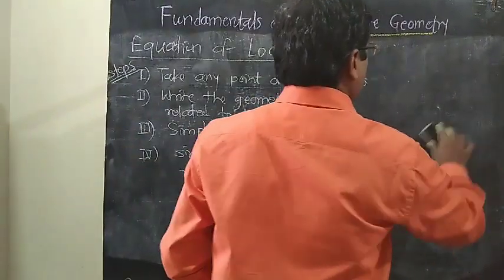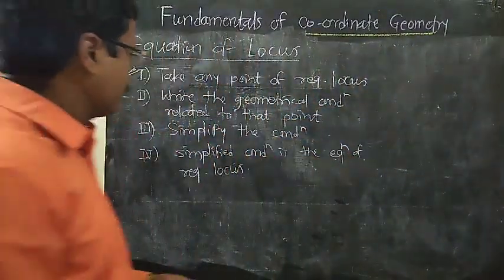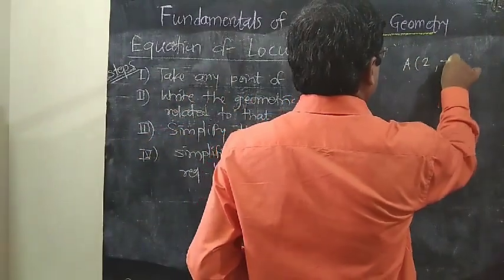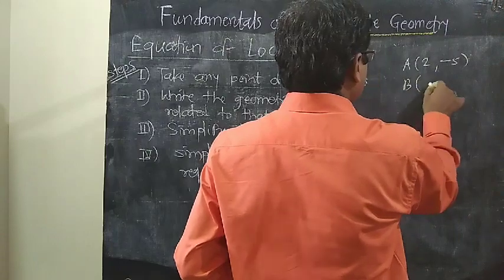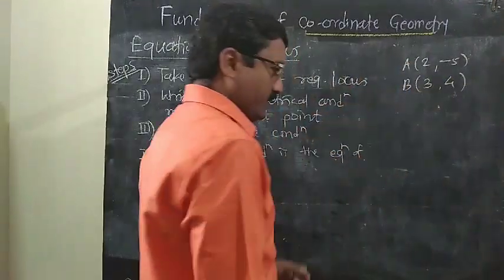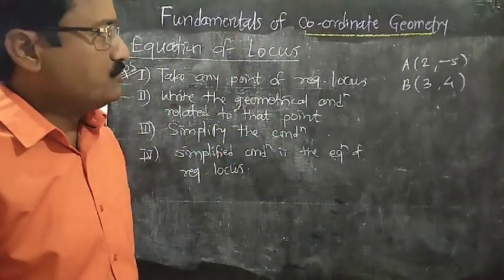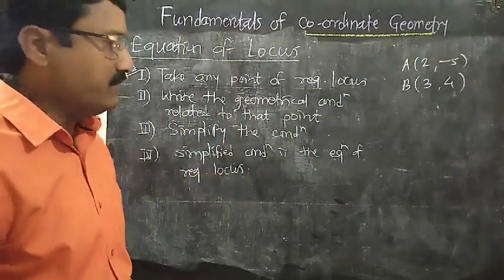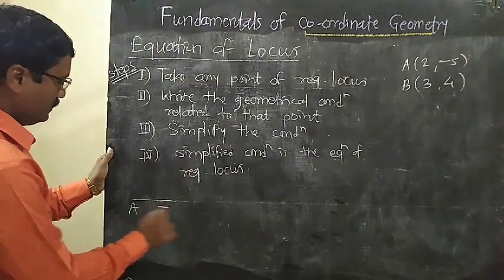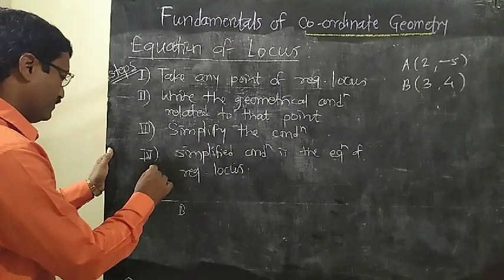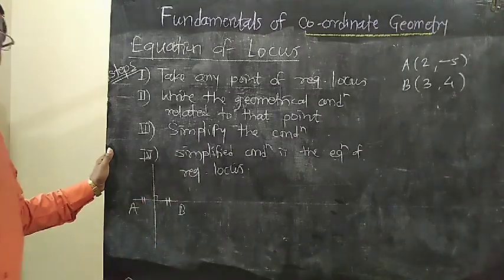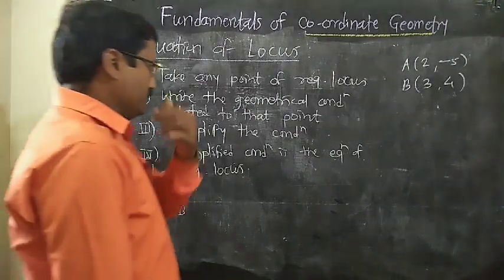Let us see another example. Suppose point A having coordinates 2 and -5 and point B having coordinates 3 and 4 are given, and we have to find the locus of points which are equidistant from points A and B. Equidistant from A and B means, if A is here and B is here, the points lying on the perpendicular bisector.